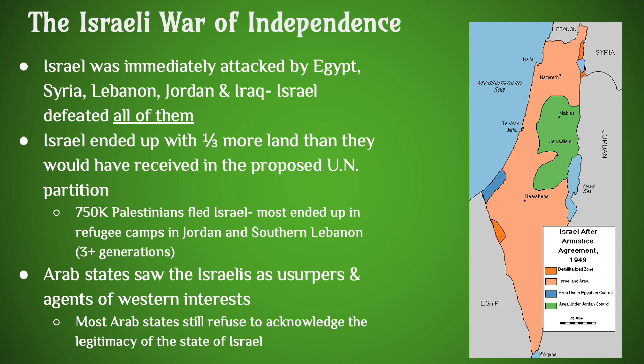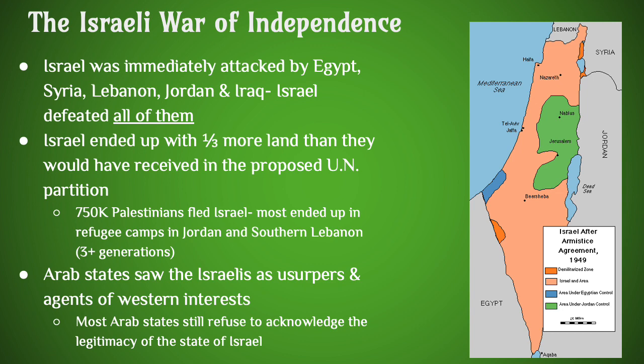Israel ended up with a third more land than they would have received under the UN partition. And there's this old saying, to the victor go the spoils, and the Israelis won that war. Another consequence is that 750,000 Palestinians fled Israel, and most of them ended up in refugee camps in Jordan and in southern Lebanon. And sadly, the Palestinians have been in those refugee camps for 3 or 4 generations now. They've not really integrated into the populations of those countries, unfortunately.